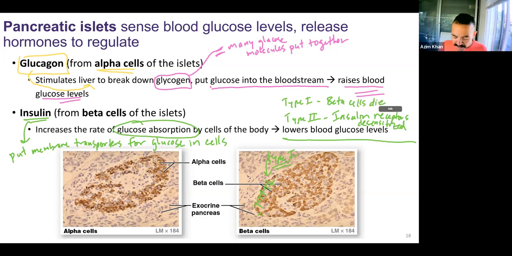So type 2 can be managed with diet, or on the other spectrum, you'd probably manage it with injections of insulin. People with type 1, you manage that with injections of insulin. You'll learn more about receptor desensitization, sensitivity in general in physiology. You can also hit me up and we can talk about it later.